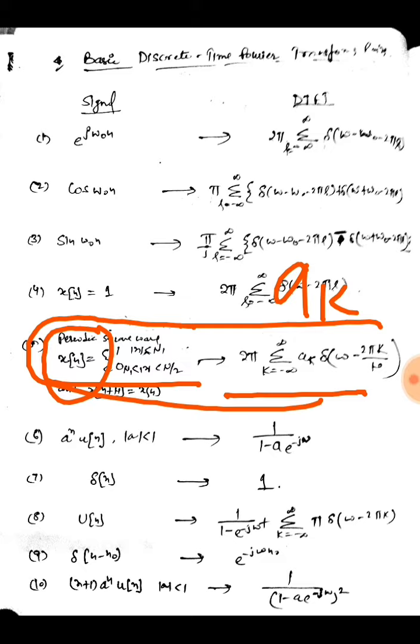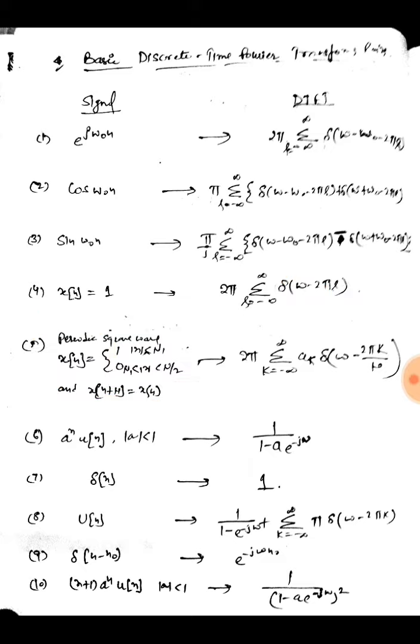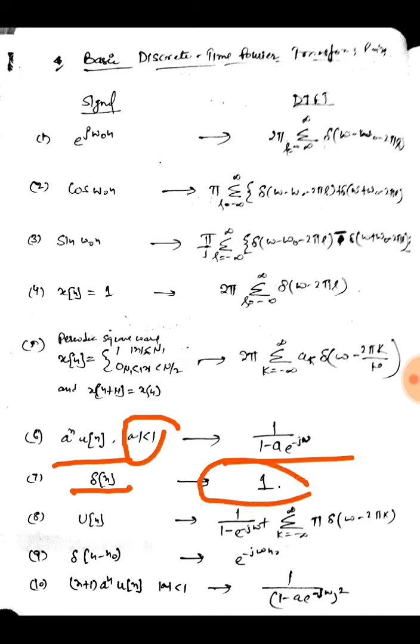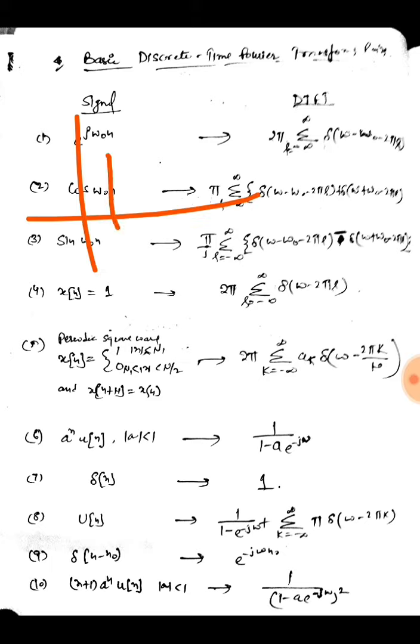So next let's move to the next example, a^n u[n], which we have already seen. For magnitude of a less than 1, it would be 1 upon 1 minus a e raised to power minus j omega. For an impulse function delta[n], the DTFT would be 1. For a unit step signal, the Fourier transform would be 1 upon 1 minus e raised to power minus j omega plus pi delta of omega minus 2 pi k.